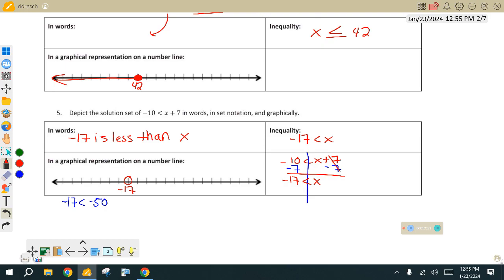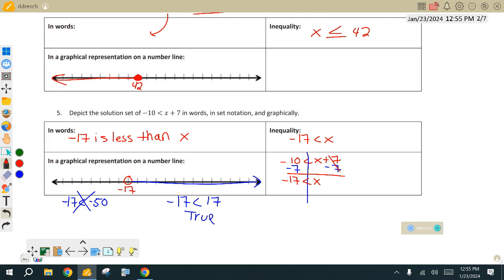No. Negative 17 is greater than negative 50. That is a false statement. So what that means is I should be going to the right. I'm going to take Matt's suggestion of 17, which is on the other side. If I take negative 17 is less than 17, that's a true statement.